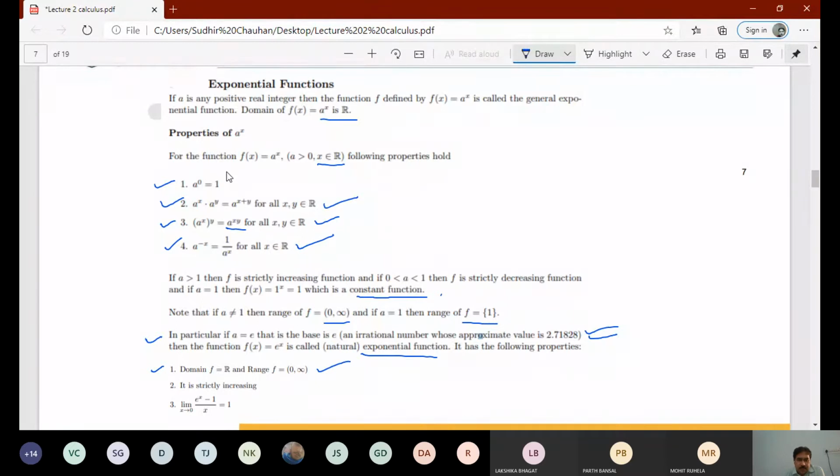It is a strictly increasing function, e raised to power x, and we take the limit x tends to infinity of (e raised to power x minus 1) upon x. It is 1. So we put the value of this limit and we put x is equal to 0. It is e raised to power 0 minus 1, so it is 1 minus 1 upon 0. So it is 0 over 0. So we can find it by applying L'Hospital rule.